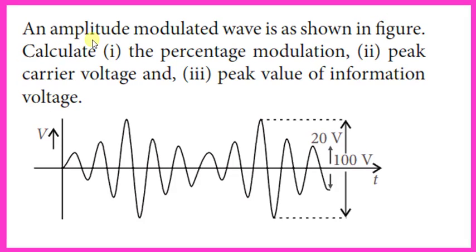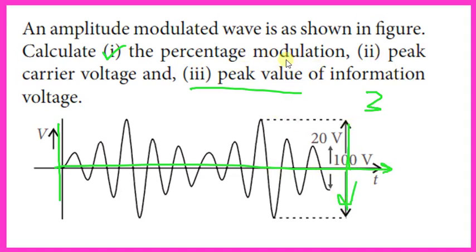The first problem is: an amplitude modulated wave is as shown in the figure. Calculate the percentage modulation. Second part is carrier voltage. Third part is peak value of the information voltage. Okay, this question will be asked by the examiner for 3 marks. Each part carries 1 mark, as this graph is given in the problem, voltage versus time. What they have given is the maximum and the minimum voltage. You have to find out the peak.